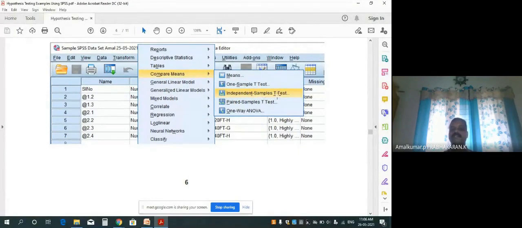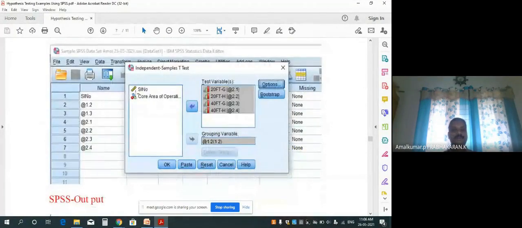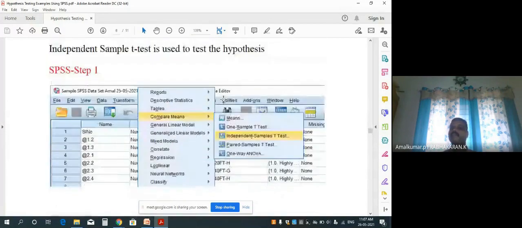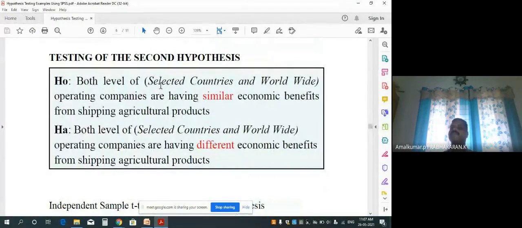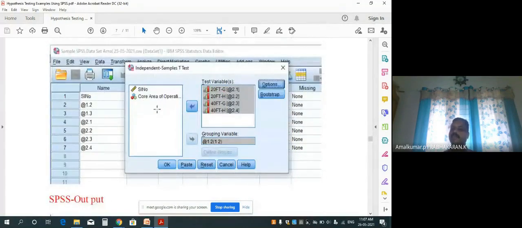After selecting the independent sample t-test, he gets a pop-up window. Here, similar to the one sample t-test, the researcher moves the different variables. There are 4 variables, meaning the 4 different shapes of containers, and all are moved to the test variables. And the grouping variable means the variable used for the comparison purpose. Here we are comparing the selected country and worldwide operating companies, so select that nominal variable, question number 1.2, the level of operation. We move the level of operation to the grouping variable, and finally we click OK.